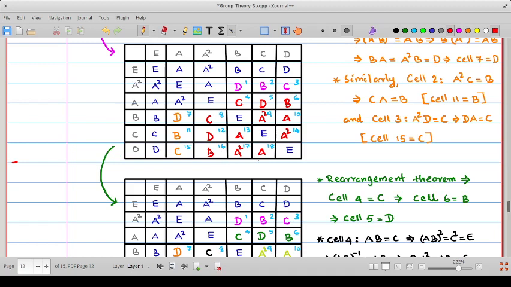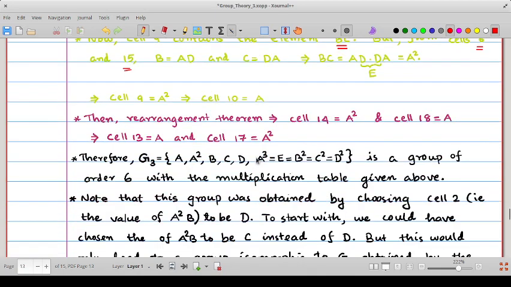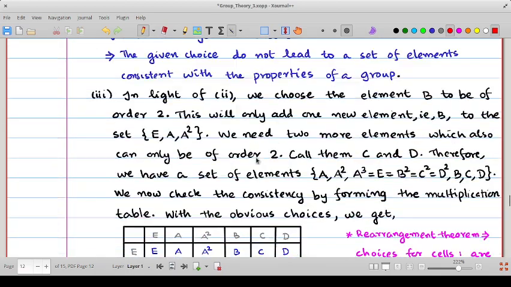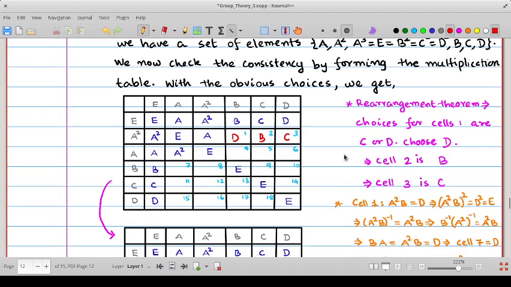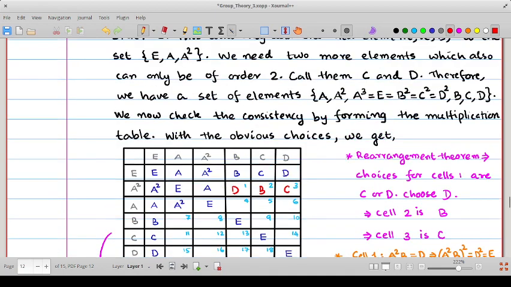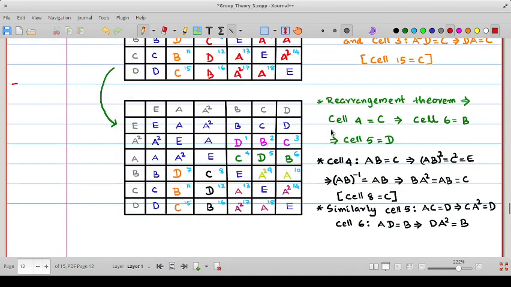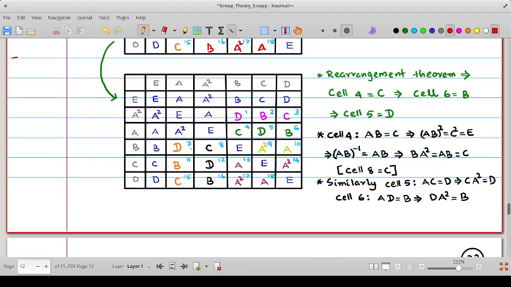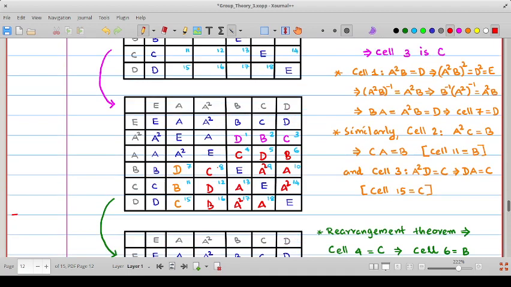So we have been able to fill up the cells in the multiplication table in a consistent manner. Therefore, this choice of elements having these set properties forms a group of order 6. So we have already identified two possibilities for groups of order 6. The first one is a cyclic group of order 6, and the second one is the group with the multiplication table given by this. By examining the group multiplication table carefully, we can see that this is not an abelian group.